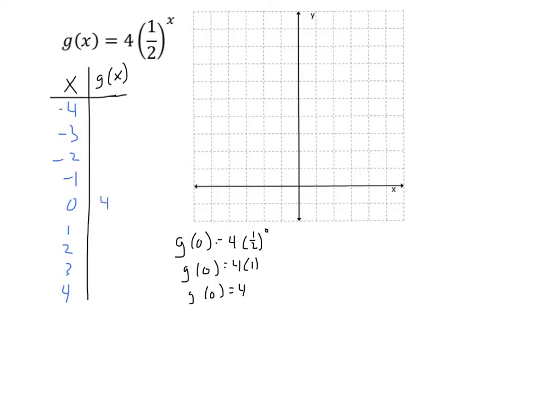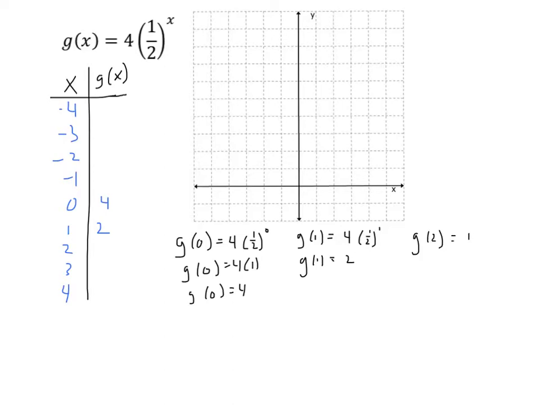Let's do g of 1. Let's figure out what happens when I input 1 into my function. I get 4 times 1/2 to the 1st power. 1/2 to the 1st is just a half, and 1/2 times 4 is 2. So g of 1 equals 2. When I input 1, I get 2. Let's do another one. Let's do g of 2.